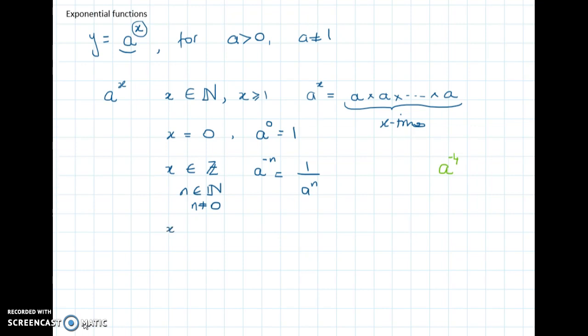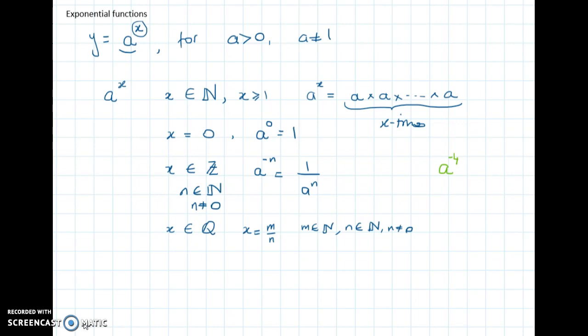What now if x is a rational number? Let's begin by saying x is a number of the form m over n, where m is a natural number and n is a natural number but different from 0, so it makes sense to divide. Let me be a little bit more ambitious even here.